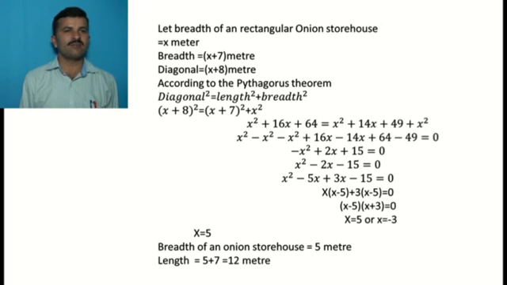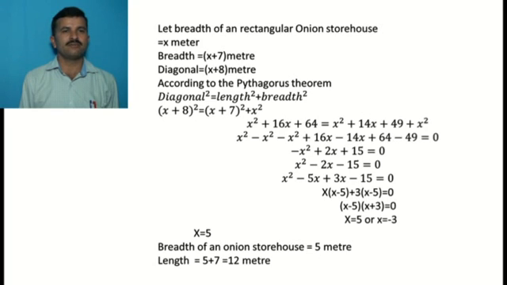You can change the sign of all the terms and the equation becomes x square minus 2x minus 15 is equal to 0. Now you have to find the factors of minus 15 such that their difference is minus 2. Therefore, factors are minus 5 and plus 3, and you can write the quadratic equation as x square minus 5x plus 3x minus 15 is equal to 0. In the first pair, x is common, and in the second pair, 3 is common. Therefore, factors become (x minus 5) and (x plus 3) is equal to 0. Therefore, you can write x is equal to 5 or x is equal to minus 3.